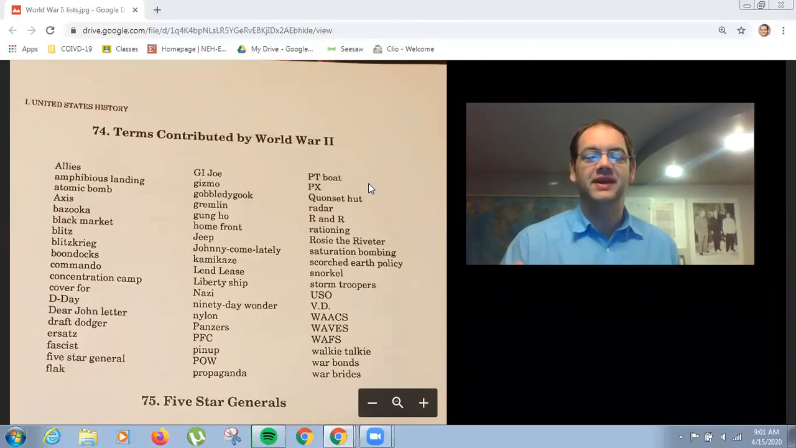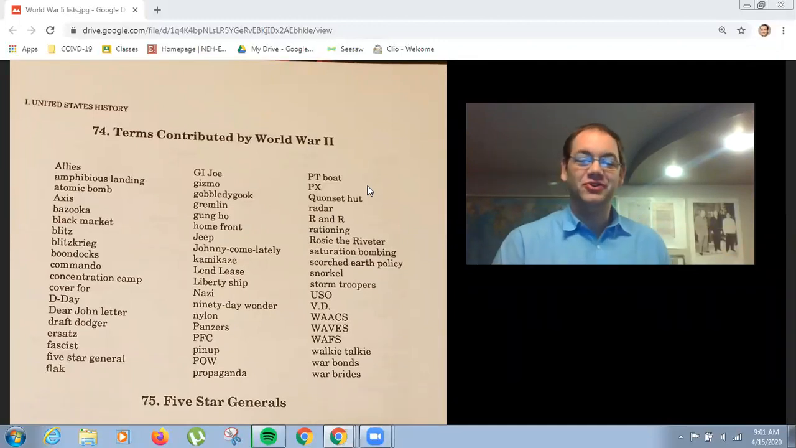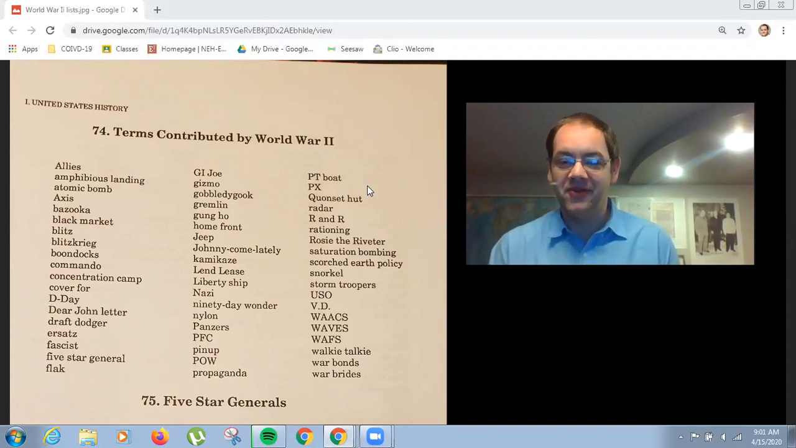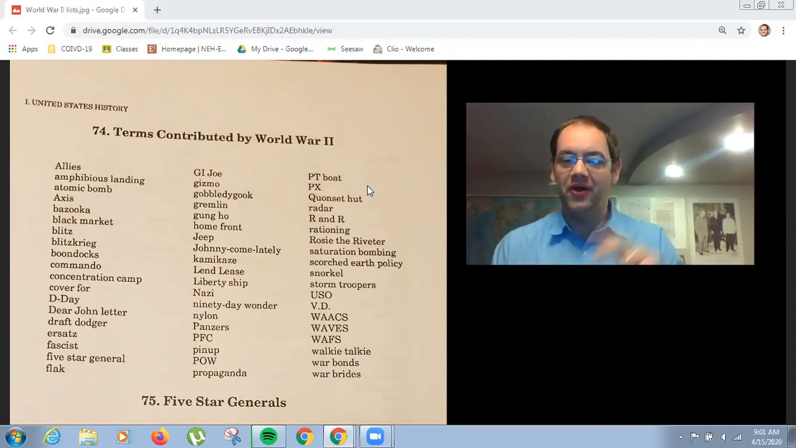And what I want to do today is just take a look over here at my terms contributed by World War II. At the bottom of this list, you also have two more lists, including famous World War II generals from the United States, as well as rationed items during World War II. So today we're taking a look at this list here, and there's a really good list of terms that really do span both the home and war fronts, right?